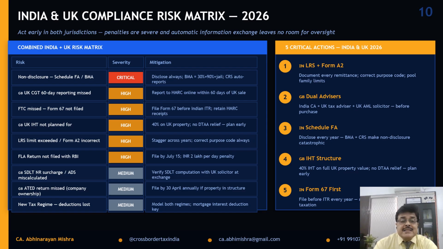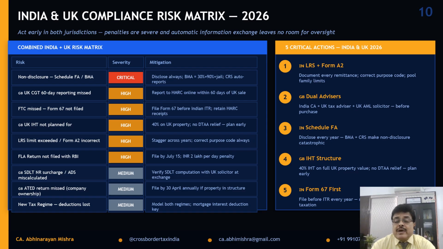If you have exceeded the LRS limit, stagger across years, and the correct purpose code has to be always mentioned. If the FLA return is not filed with RBI, you must file before 15th July. The penalty is 2 lakh per day. Then there are other medium level risk areas.